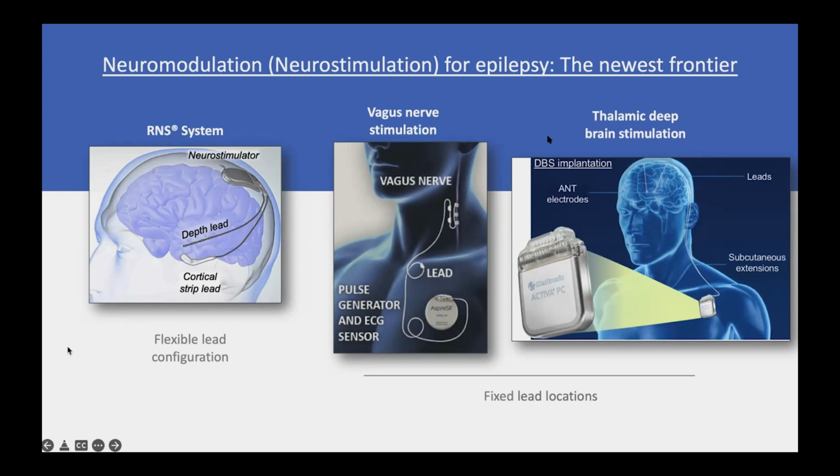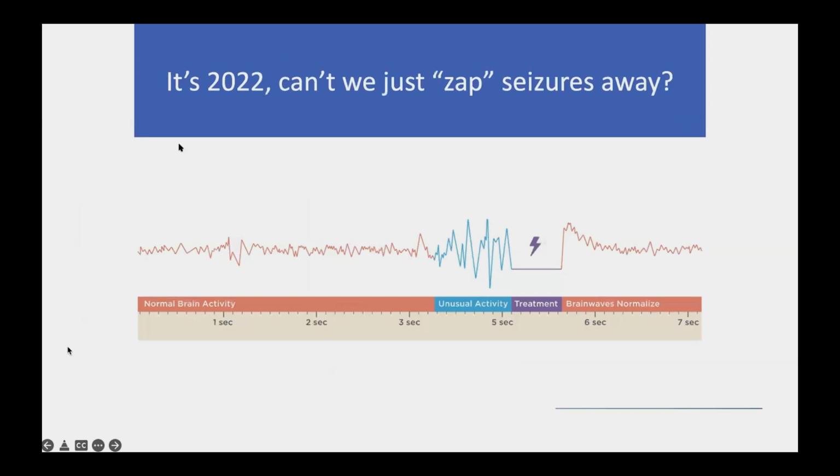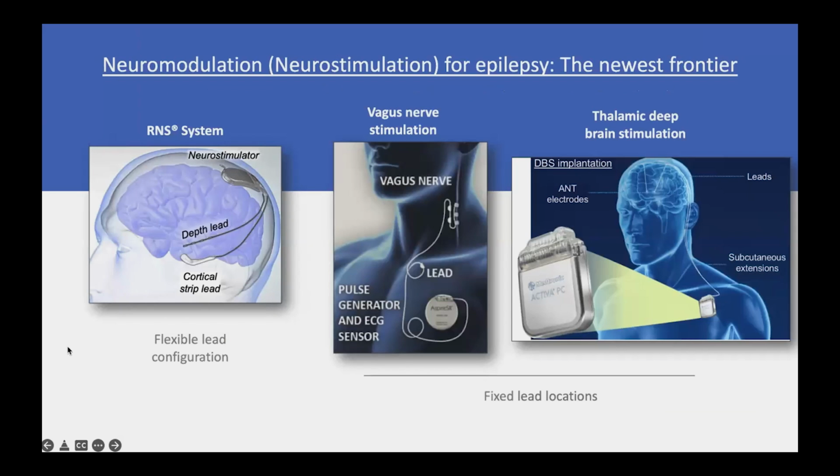Both of these, vagus nerve stimulation and thalamic deep brain stimulation, are really just always on, meaning on then off, to prevent seizures, whereas the RNS system is more listening. It's what we call a closed loop system, listening for seizures and then stimulating when it detects them. Really, how do these work? Of course, the RNS system I mentioned is hopefully just zapping seizures away, but that's not always the case, and it's tough to see and prove that in practice.